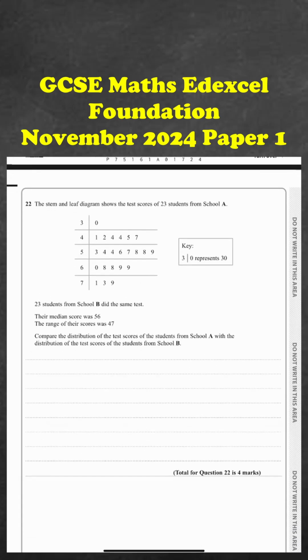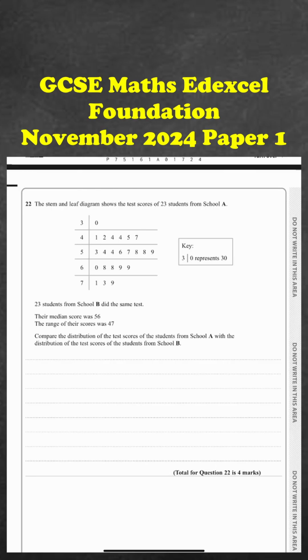Question number 22. The stem and leaf diagram shows the scores of 23 students from School A. 23 students from School B did the same test. Their median score was 56. The range of their scores was 47. Compare the distribution of the test scores of the students from School A with the distribution of the test scores of the students from School B.